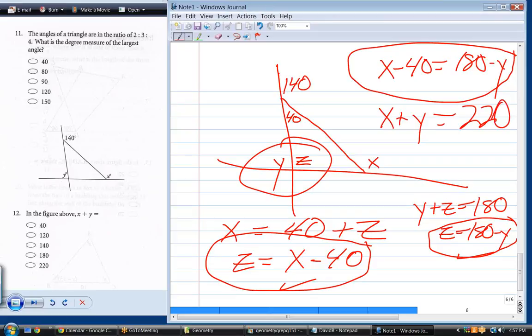In other words, this is a case where we can't solve for either x or y. We don't have enough information. But we can solve for x plus y, oddly enough. All right. That's probably a good place to stop for tonight.